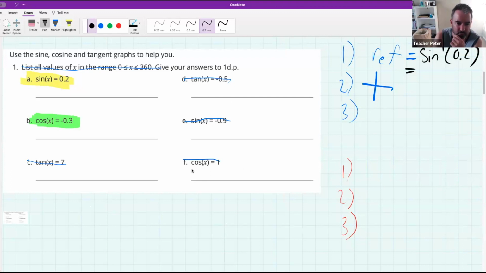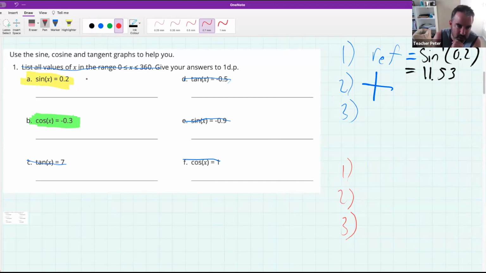Who's got a reference angle for me? So Gundo has got 11.53, and I think that sounds pretty good. Does anybody else get 11.53 for their reference angle? Fantastic. Okay, now, where is sine positive?